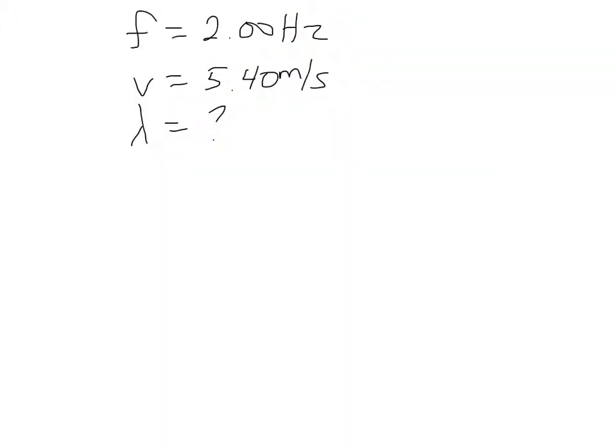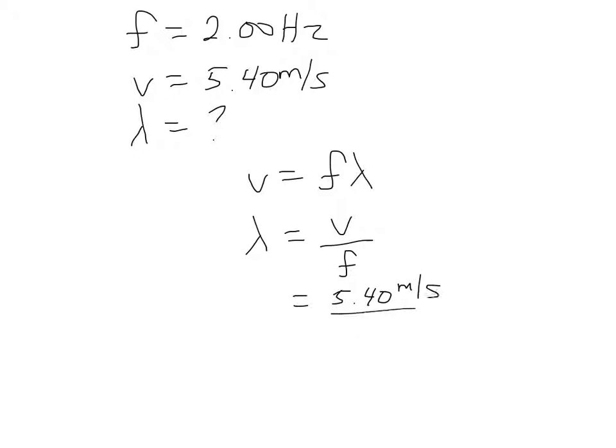So for this question, we have a frequency of 2 hertz, we have a speed of 5.4 meters per second, and it's asking for the wavelength. We're going to use the universal wave equation, which means our speed is equal to our frequency multiplied by our wavelength. If we rearrange this for wavelength, we get our speed divided by our frequency, which means we are going to have 5.40 meters per second divided by our frequency, which is 2 hertz.